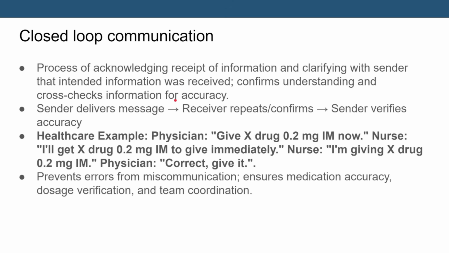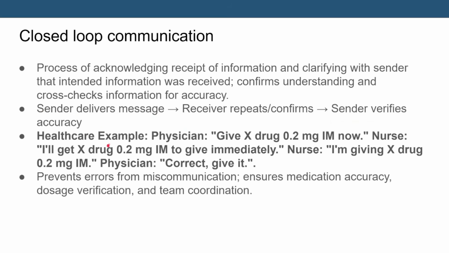One other high-yield topic for the USMLE is going to be the closed-loop communication, which is a process of acknowledging the receipt of information and clarifying with the sender that the intended information was received. It confirms understanding and cross-checks information for accuracy. So the sender sends a message, then the receiver repeats it, and the sender verifies accuracy.